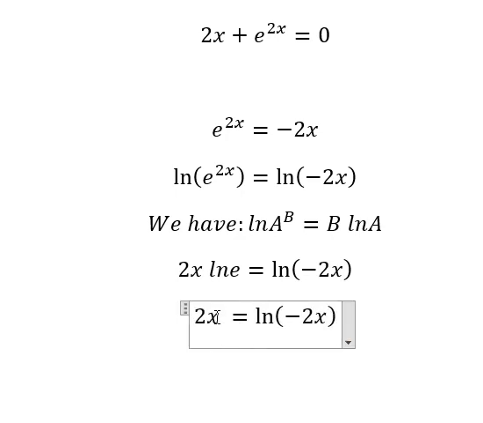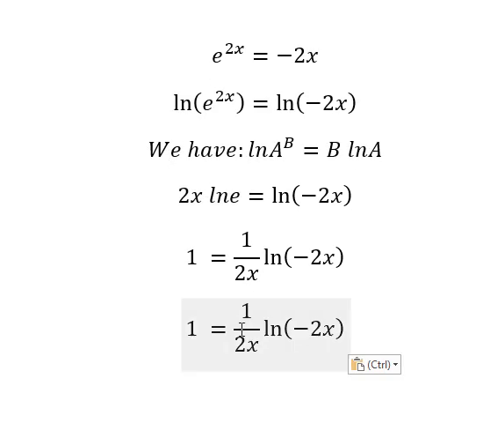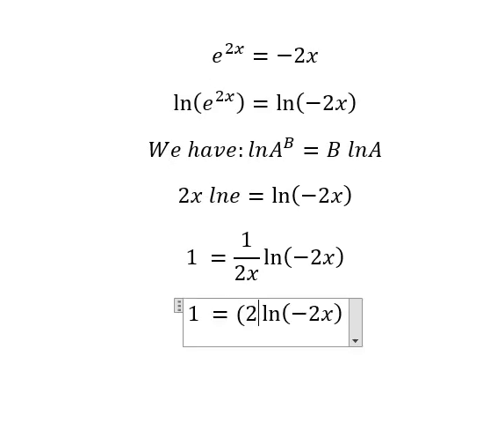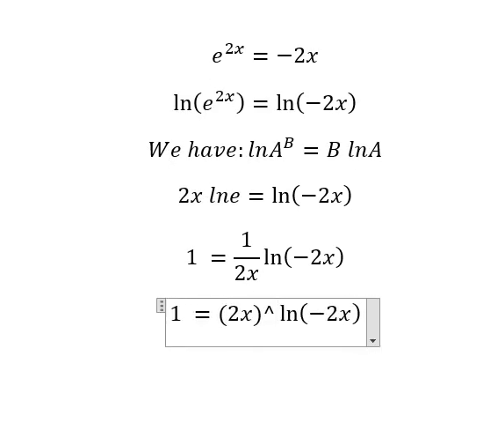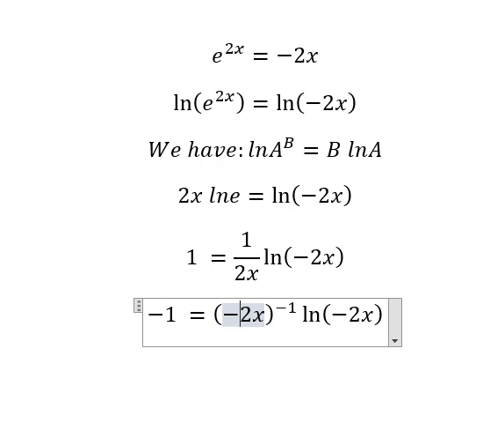And now we divide both sides by 2x. And this one that is about 2x to the power of negative number 1. So we put the negative for both sides. And we have like this.